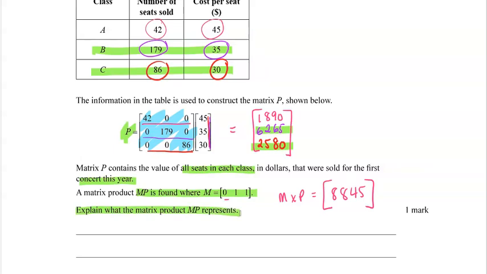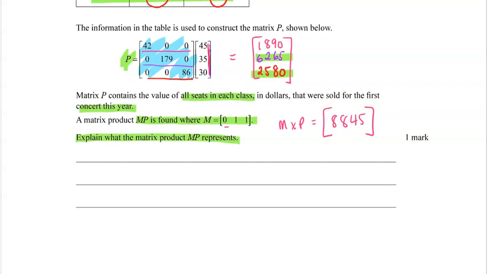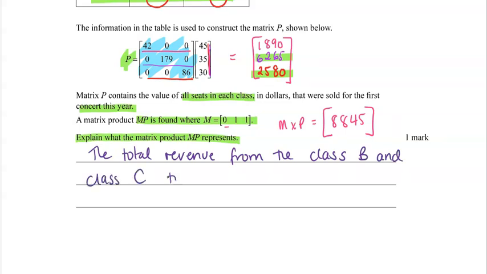When you're given a question where it says to explain something that you haven't actually calculated, you should go ahead and calculate it. So put all of those things into your calculator and see what the answer comes out as. Then can you step your way backwards to work through logically as to what it represents so that you can give an answer. So for our answer here, explain what the matrix product MP represents. It represents the total revenue from the Class B and Class C tickets.